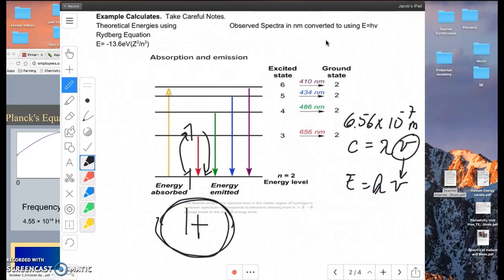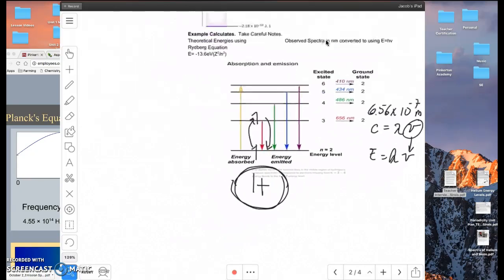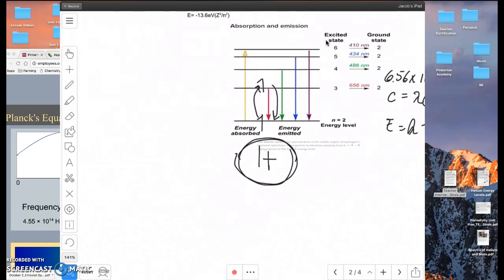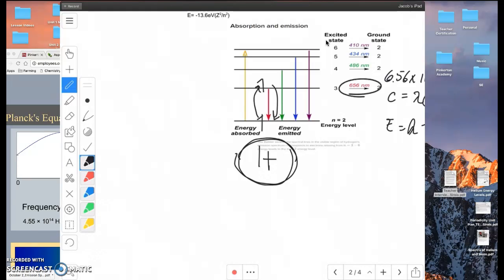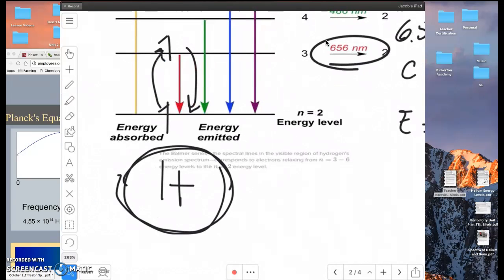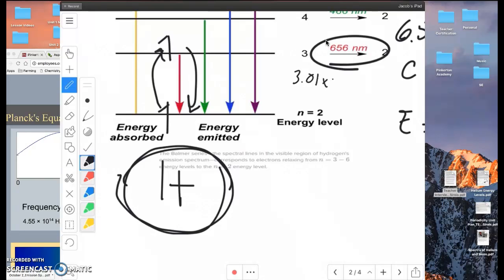If I know that the energy of that photon is 3.01, let me write it right here. The energy of that photon is 3.01 times 10 to the minus 19 joules. Good? Got it? So that's the energy of that photon.